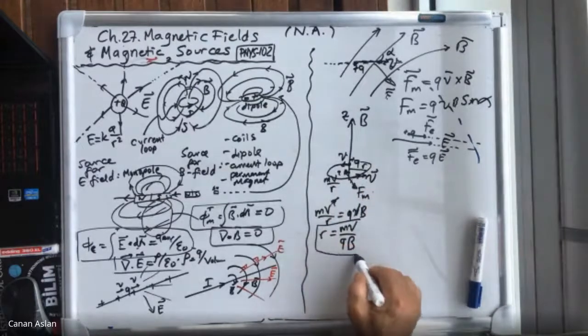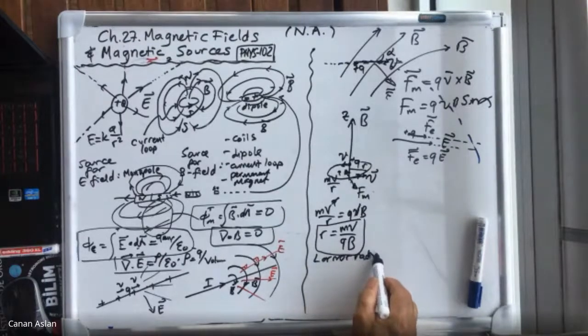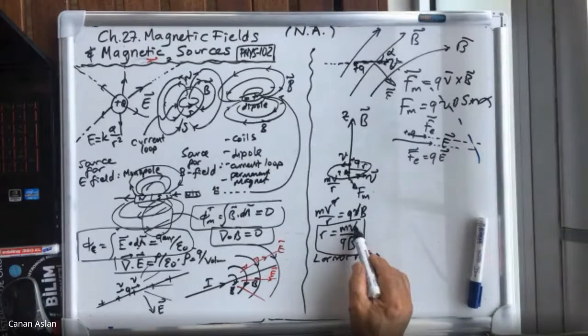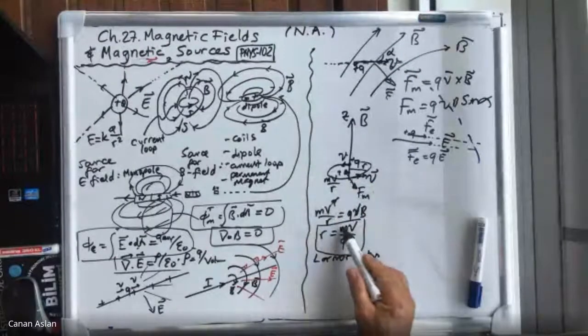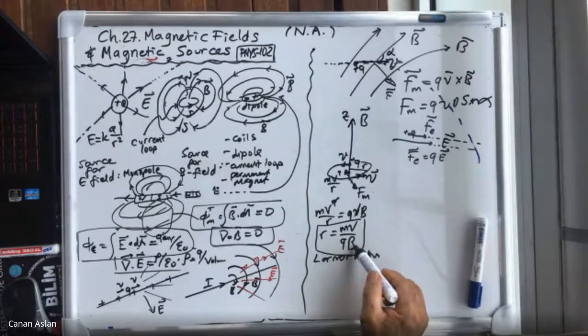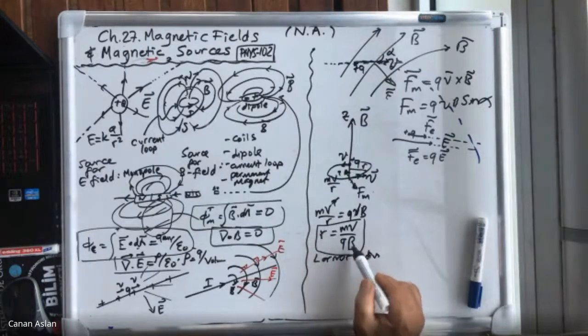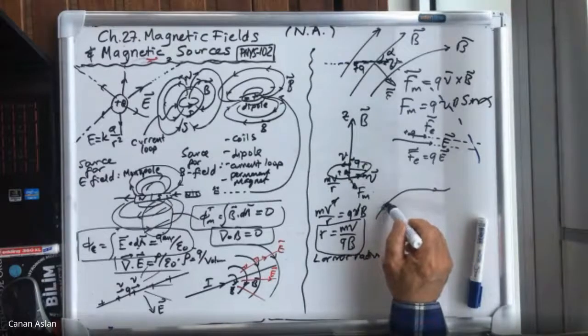So as you see, the radius, which is called the Larmor radius, now depends on two things, velocity and the magnetic field, because the mass and the charge, suppose this is an electron, are known. You can never change these quantities, but you can change the velocity and also the magnetic field. If you increase the intensity of the magnetic field, the radius will be smaller and smaller. For intense magnetic fields, the particles will move like that.